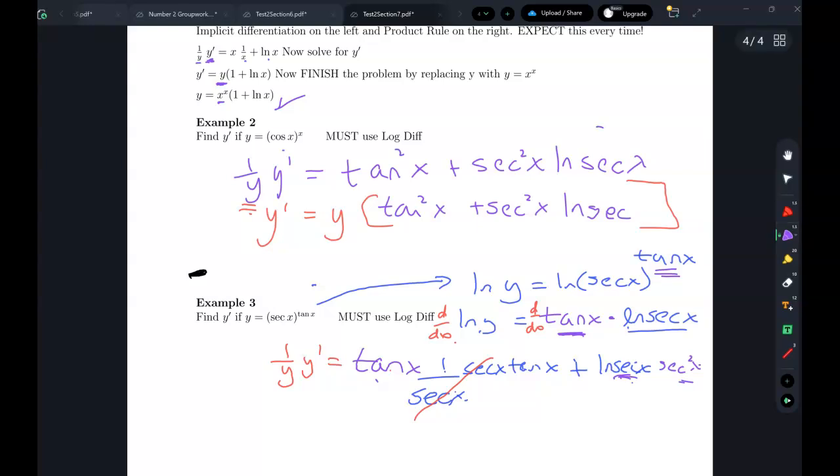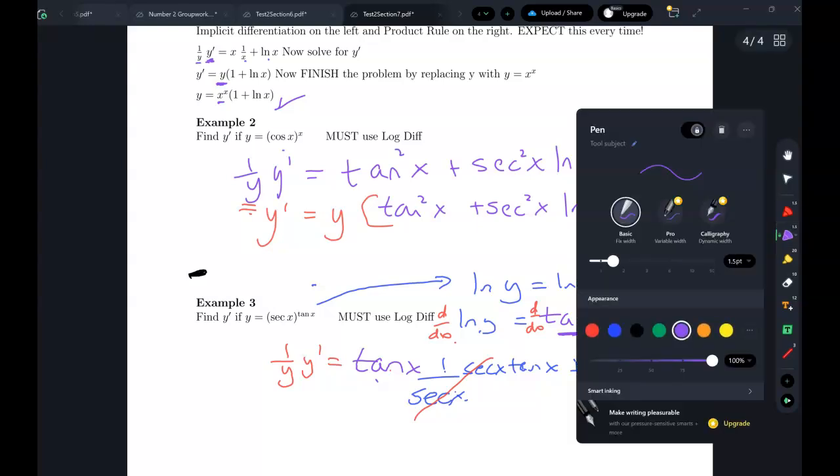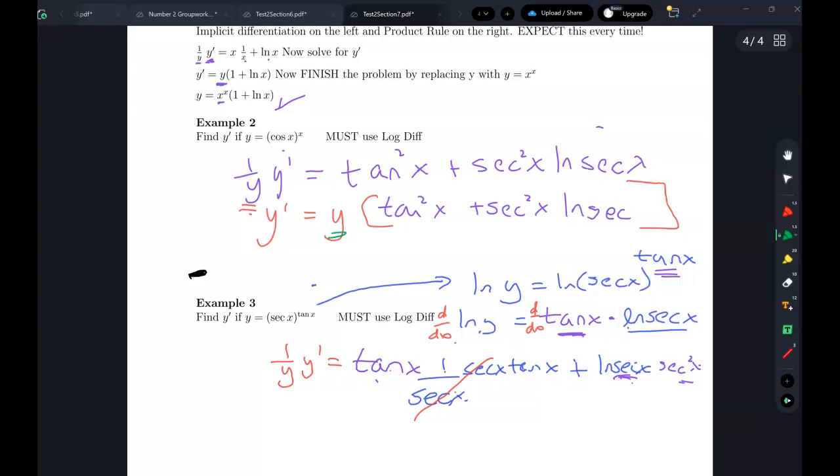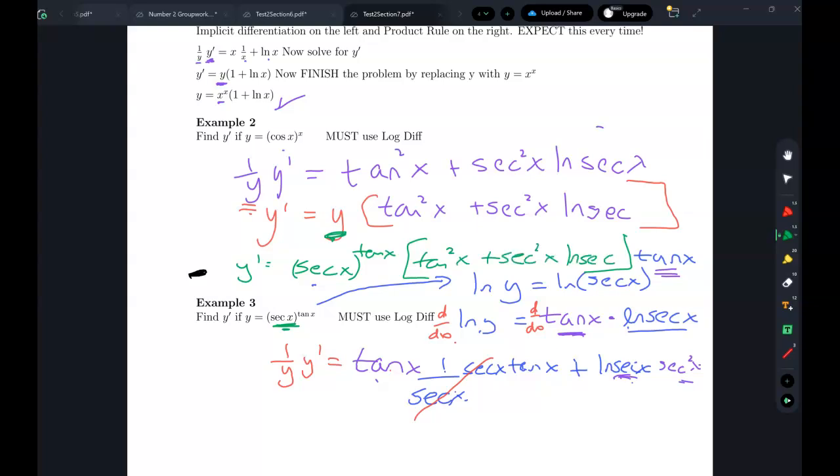And so to finish it off, I want to rewrite what y is equal to in terms of x's. So I want to replace y with this thing. So my answer would be secant of x to the tangent of x, times tangent squared of x plus secant squared of x ln secant of x. Wow, that's it.